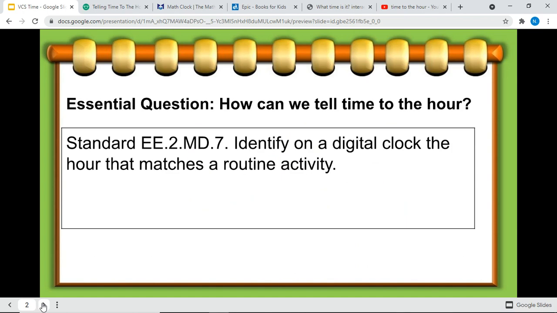Essential question. How can we tell time to the hour? Standard. Identify on a digital clock the hour that matches a routine activity.